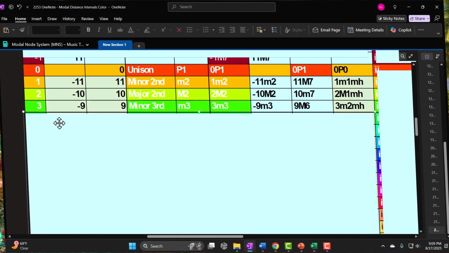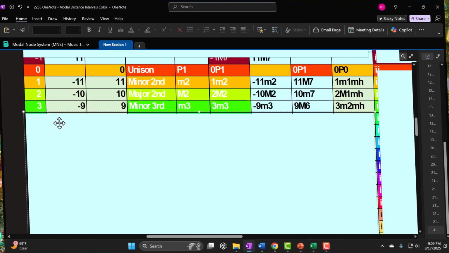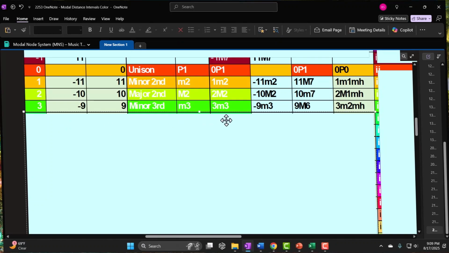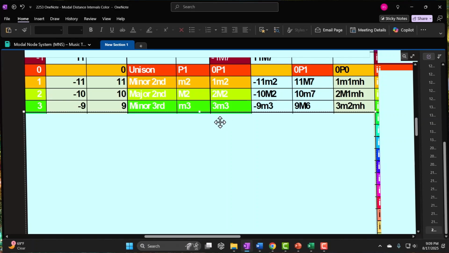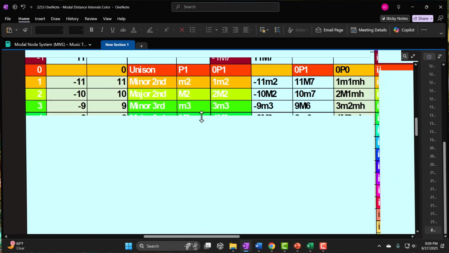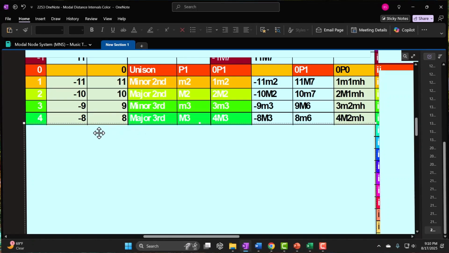So now we've got 3. 3 is going to be the lime color, 3 half steps. We call that a minor third. I would call it a 3 note away minor third, right? Because I want to know the distance in notes. But it's always going to be lime if it's 3 notes away. If it's 4 away, we call that a 4 note away major third.